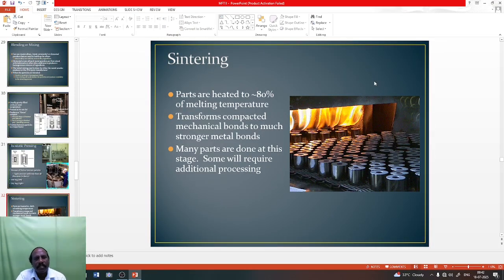Sintering. Parts are heated to 80% of melting temperature. This transforms compacted mechanical bonding into much stronger metal bonds. Many parts are done at this stage. Some will require additional processing.